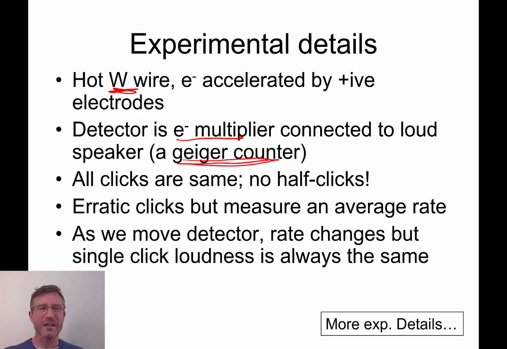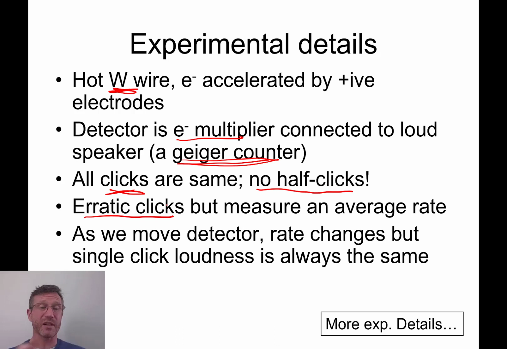So we're going to have here these clicks. This is how this experiment was first done, and all the clicks have the same loudness, if you will, and there are no half clicks. The clicks are all the same. There are erratic clicks. What does that mean?